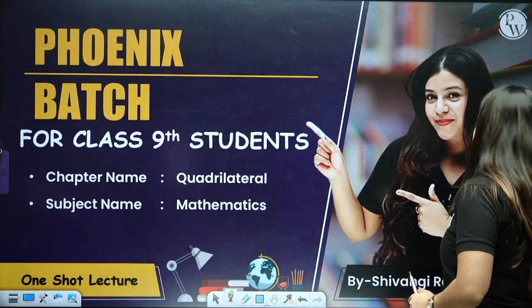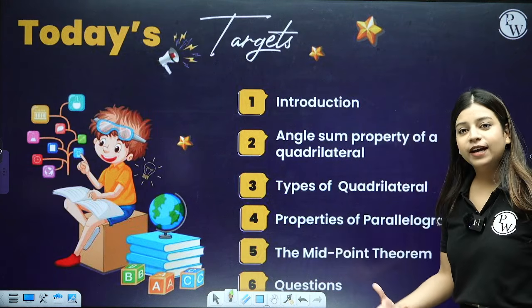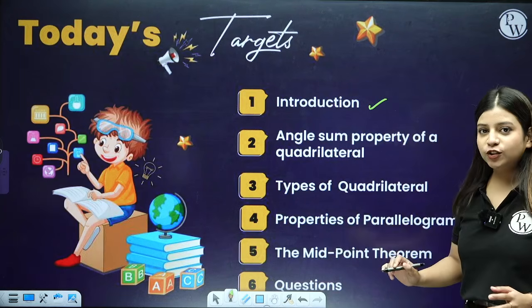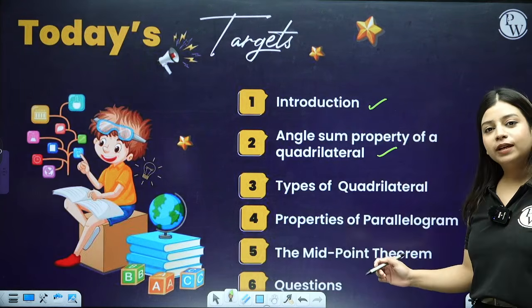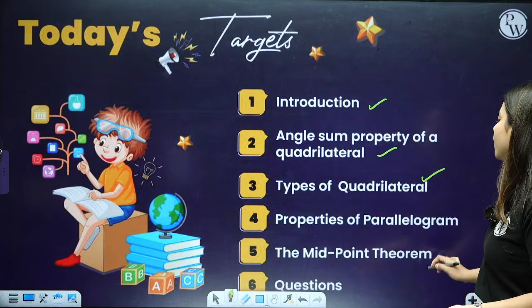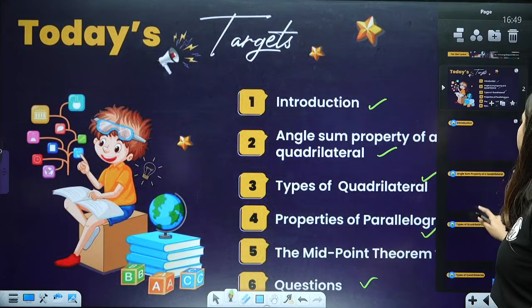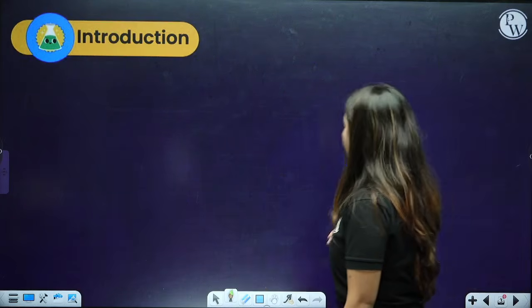So the very first thing that we have is today's target, what we are going to cover today. We are going to start with the introduction to the chapter, the angle sum property of quadrilateral, types of quadrilateral, then properties of parallelogram, midpoint theorem and some important questions. So let's start with the quadrilateral.